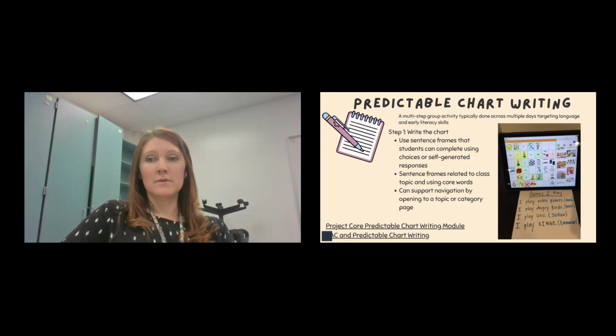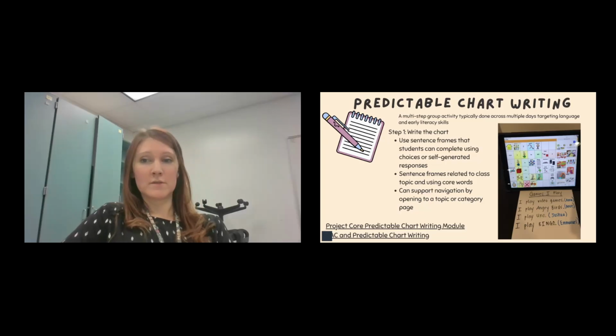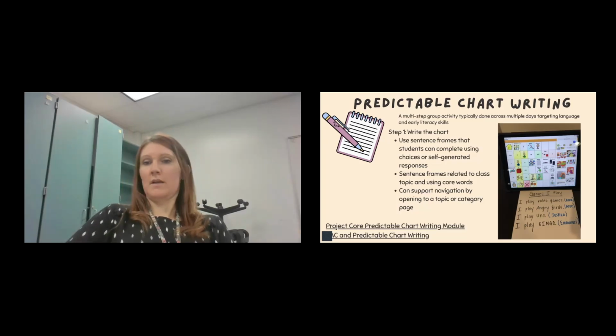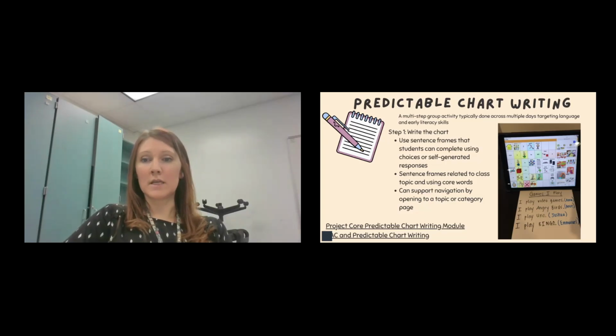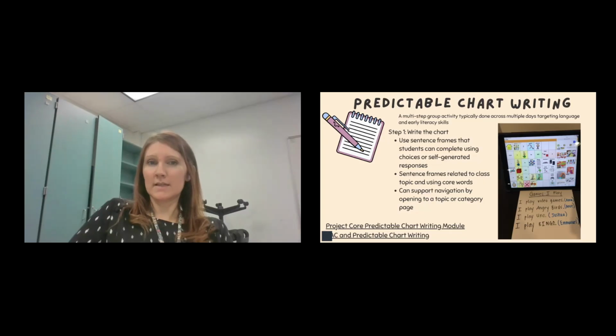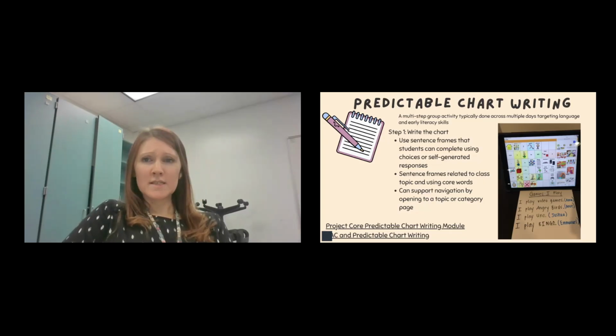So you can use the dry erase board, those big post-it papers, whatever you have in your classroom, and write the chart using sentence frames that students can complete so they become like a fill in the blank sentence, using choices or responses that they're able to generate on their own. The sentence frames are related to whatever your class topic is and use core words.